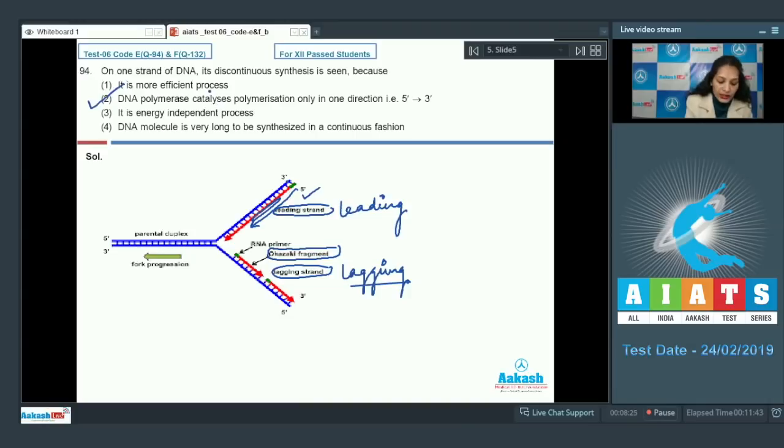What about the other options? First is, it is much more efficient. No. Third, it is an energy dependent process. No, replication requires energy for DNA polymerization. Fourth, DNA molecule is very long to be synthesized in a continuous fashion. Not at all. So the correct option is option number 2. Let's move to the next question.